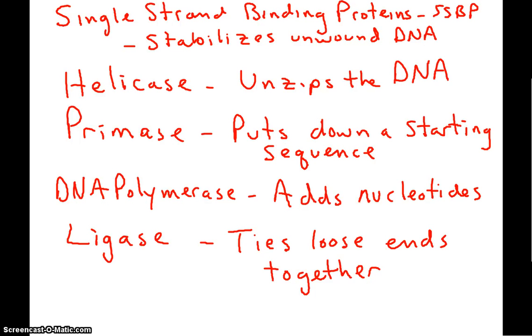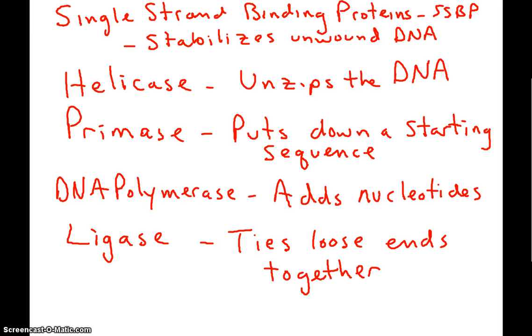So we've got the single strand binding proteins, SSBP. They stabilize the unwound DNA. Next, we've got helicase that comes in and it unzips the DNA so that we've got two strands to serve as the templates. Primase then comes in and it puts down a starting sequence. It tells us where we want to start.